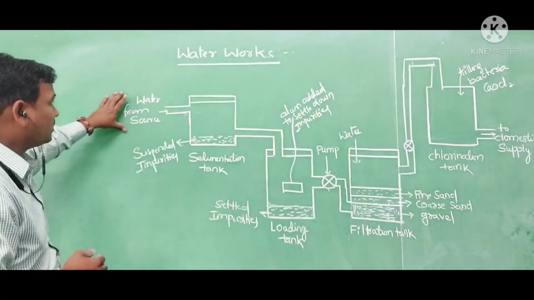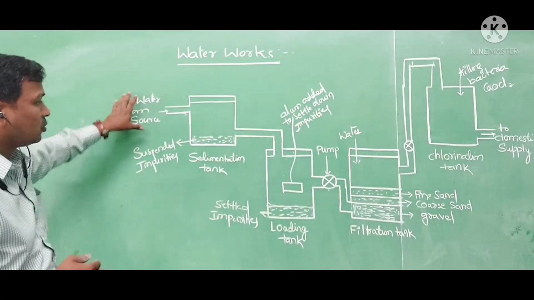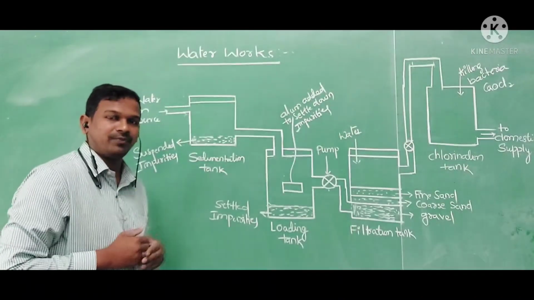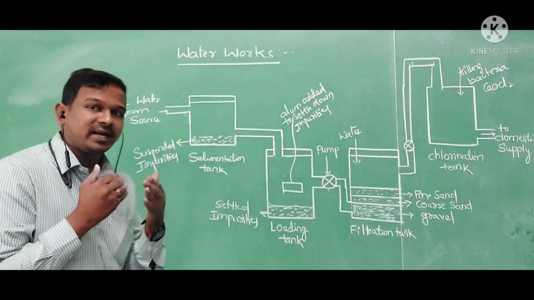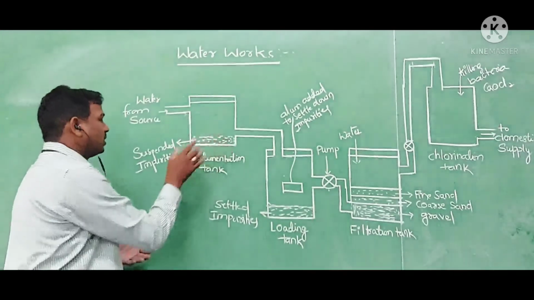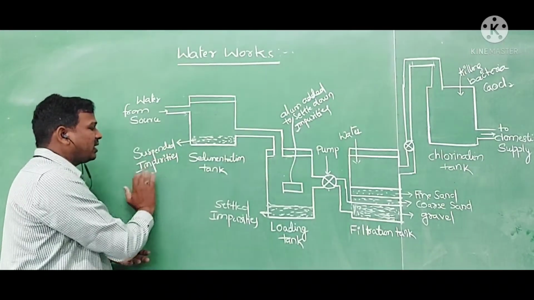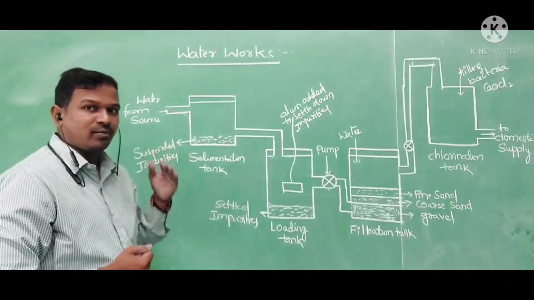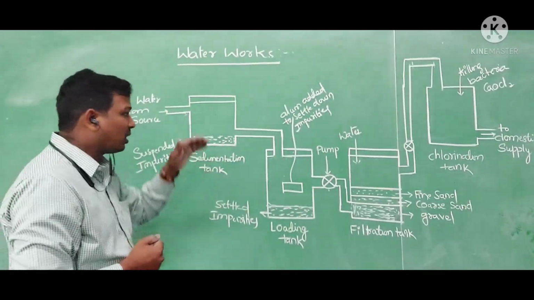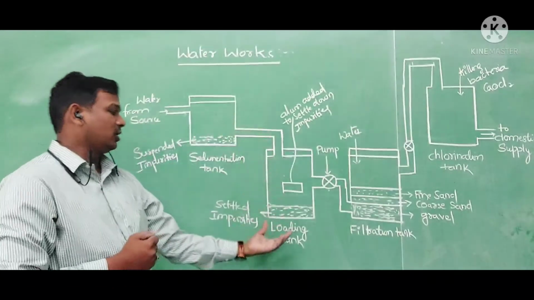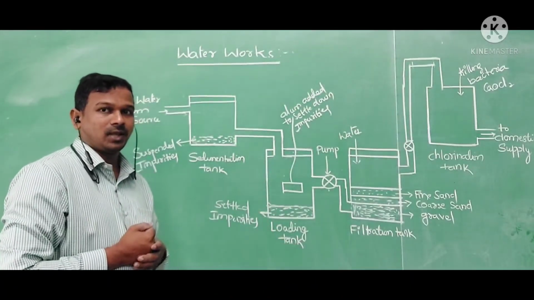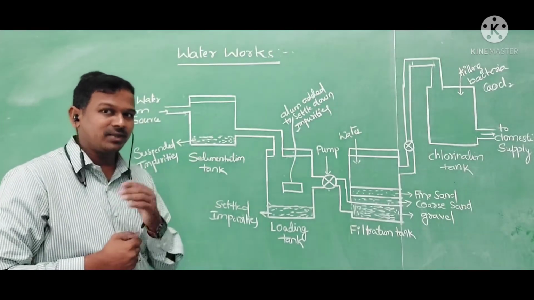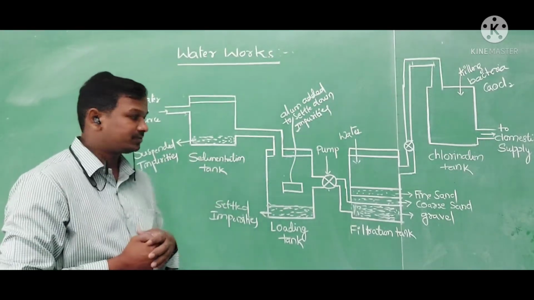Initially, we take the pond water to the sedimentation tank. In this tank, the water will be stored for a while. At that time, what will happen? Higher denser particles will settle at the bottom, which we call suspended impurities. After the suspended impurities settle at the bottom, that water will be pumped to the loading tank. Here only higher denser particles are separated, but lower denser particles will still be in the water.